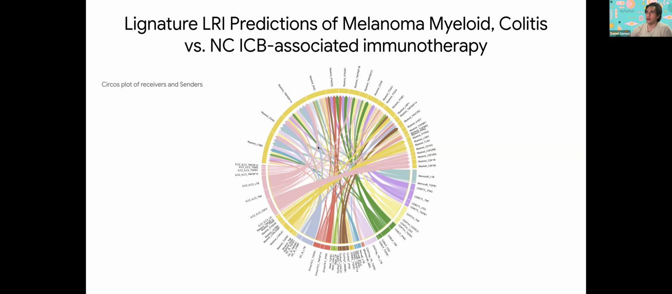So we can see the interaction happening with multiple cell types as well as ligand receptors. And yeah, it's a good example of how Circos plots work with sender receiver cells and ligand receptor interactions. So that's just essentially how Lignature works for LRI predictions. And here we have melanoma, the myeloid lineage, colitis, and normal colons that underwent immunotherapy-associated immune checkpoint blockade.